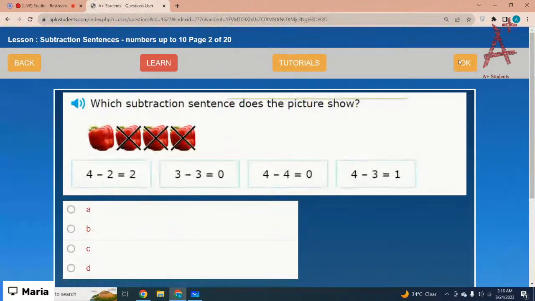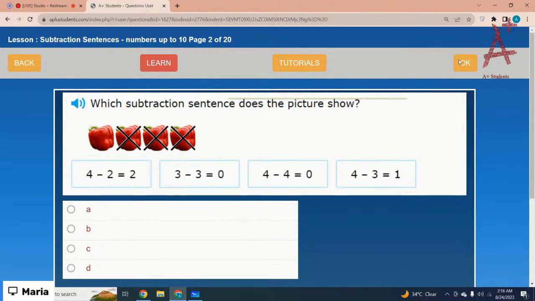Okay, which subtraction sentence does the picture show? So which is the correct option? Okay, let's just count all of the bill papers, right? You have one, two, three, 4 bill papers. Then you have to count the ones that are crossed out. So how many of them are crossed out? Yes, 3 of them are crossed out.